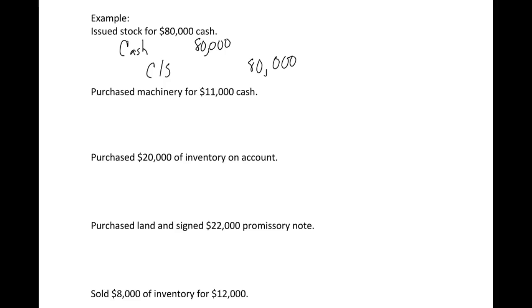Once again, cash is an asset. It's a normal debit balance. Common stock is an equity balance. It's a normal credit balance. So that's why we debit cash and credit common stock, because both of those accounts are increasing.